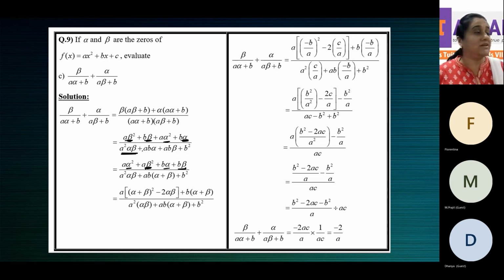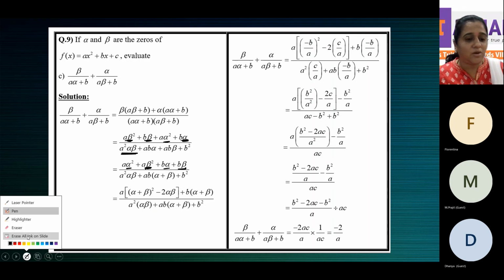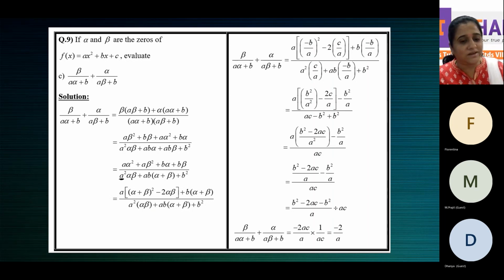A square is fine. Alpha beta is c by a. A, b, c need not be replaced with anything because a, b, c are the coefficients. A is the coefficient of x square. Coefficients can remain. Okay, so we don't want to replace a square in the denominator. That's fine. Alpha beta, what is alpha beta? C by a.